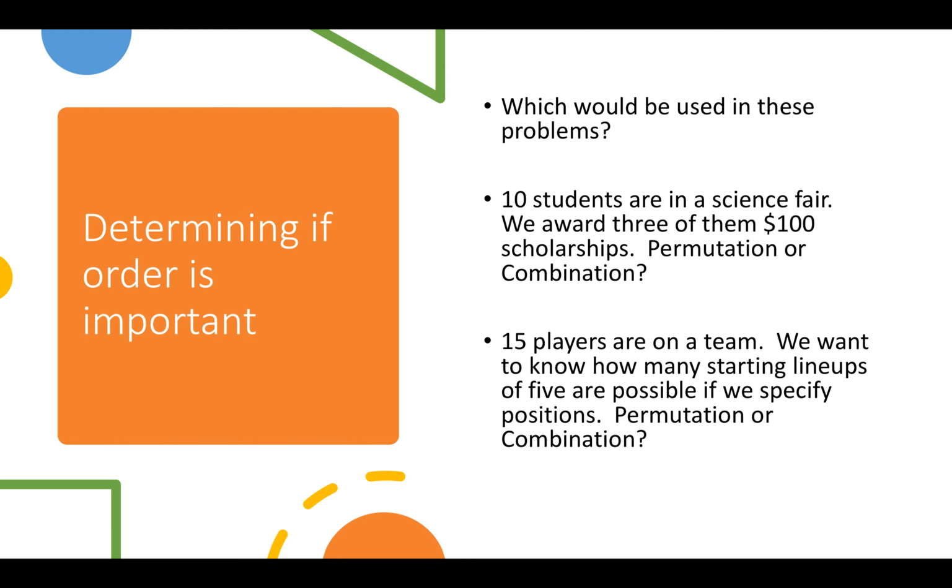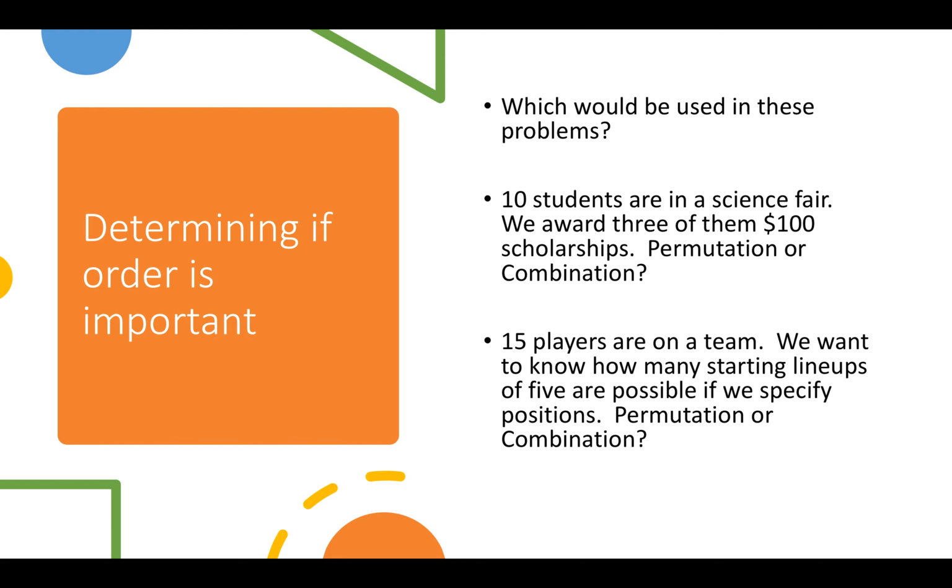So 2 quick examples determining if it's a permutation or a combination. 10 students are in a science fair. We're going to give the top 3 students $100 scholarships. So I'm starting with 10 people. I'm choosing 3 of them, and I'm going to give those 3 people $100 scholarships. That's a combination problem. They're getting the exact same thing. It doesn't matter who got picked first, second, or third because they're all being treated the same.